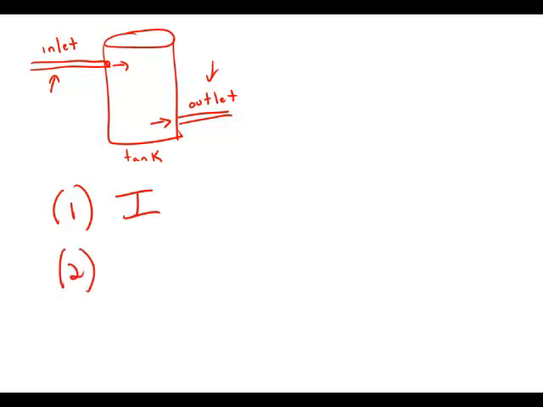Here, we're told that water is being pumped in at a rate of 10 gallons per minute. So we know an inlet rate. And water is being pumped out at a rate of 10 gallons every 2.5 minutes. So we know an outflow rate. We know the outlet rate.